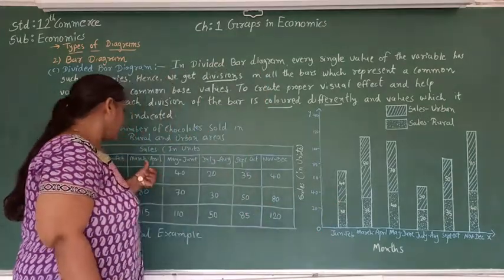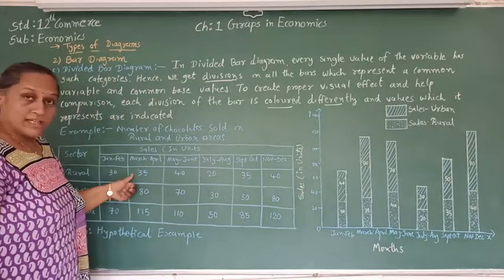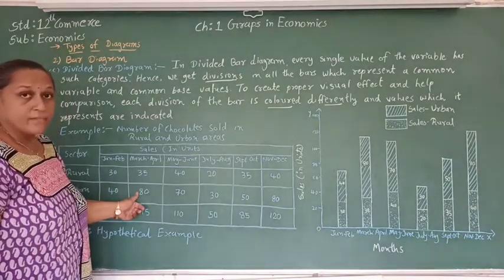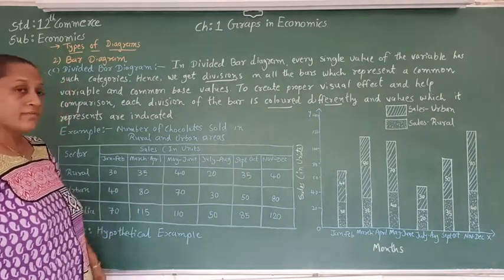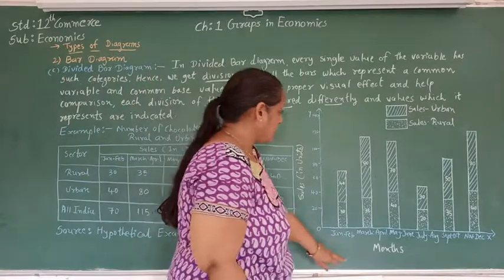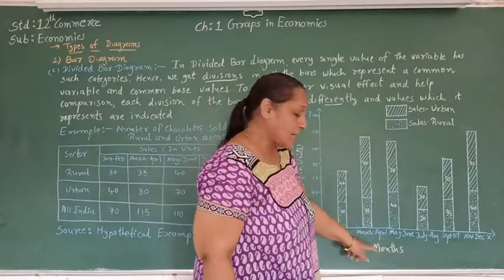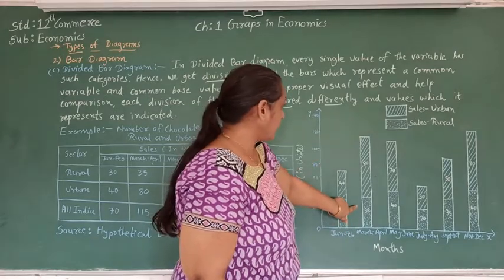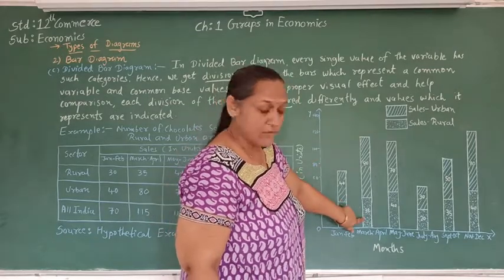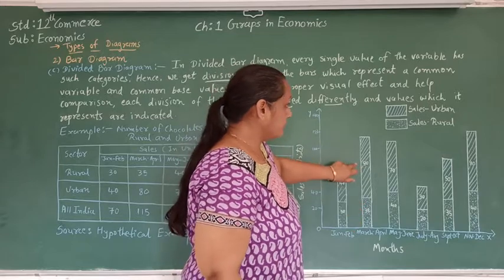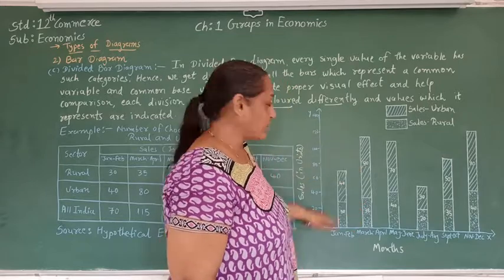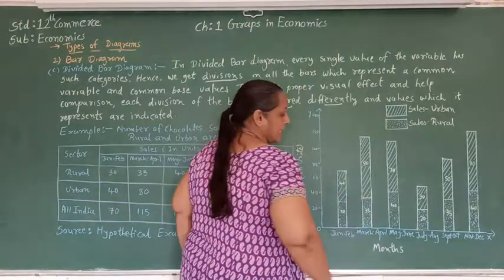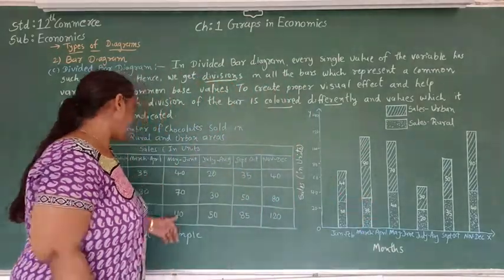Now let's see the bar of March April. For March April, for the rural area it is 35, for the urban area it is 80, and the total will be 115. Here we can see in the month of March April the rural area is 35 units sold, and for the urban area it is 80 units sold. So we can see the division of the bar, and that's why it is called a divided bar diagram.